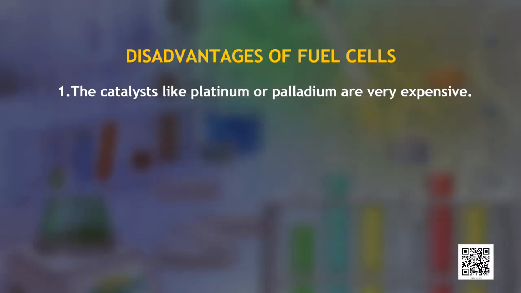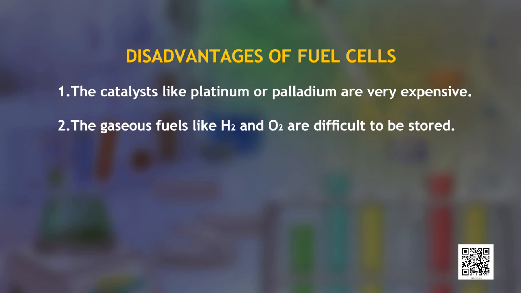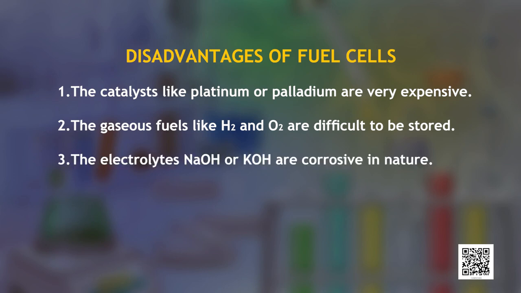In spite of all the advantages, fuel cells have disadvantages too. The catalysts like platinum or palladium are very expensive. The gaseous fuels like hydrogen and oxygen are difficult to be stored. The electrolytes sodium hydroxide or potassium hydroxide are corrosive in nature.